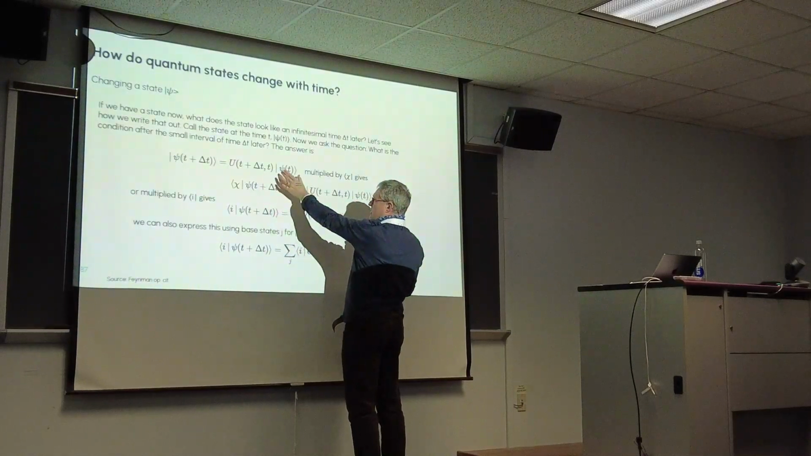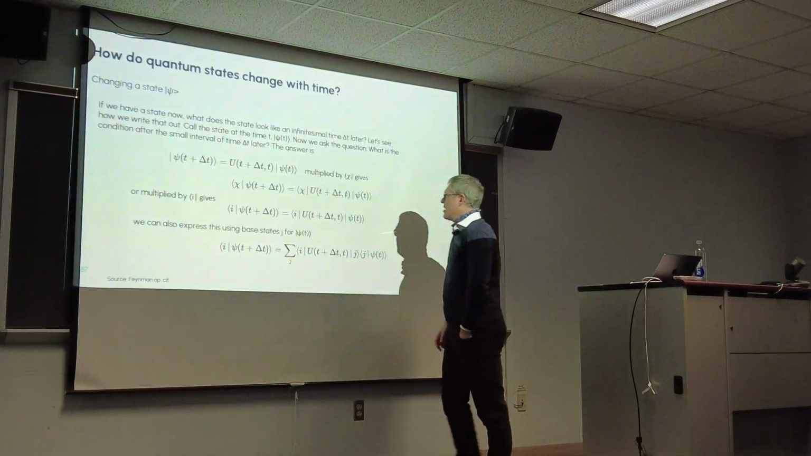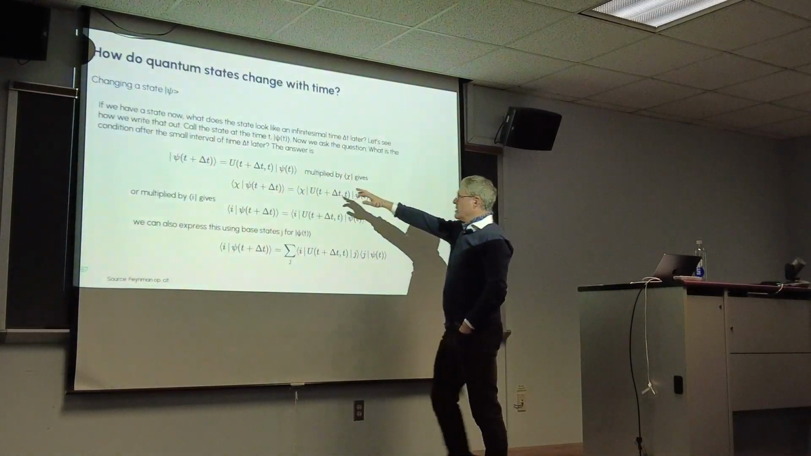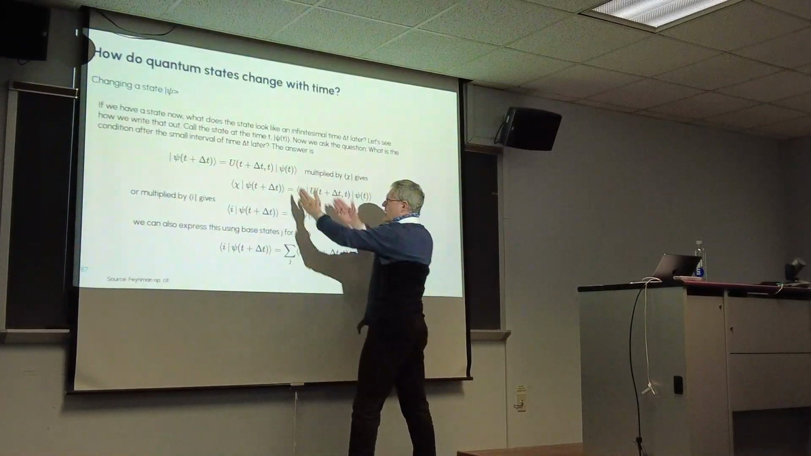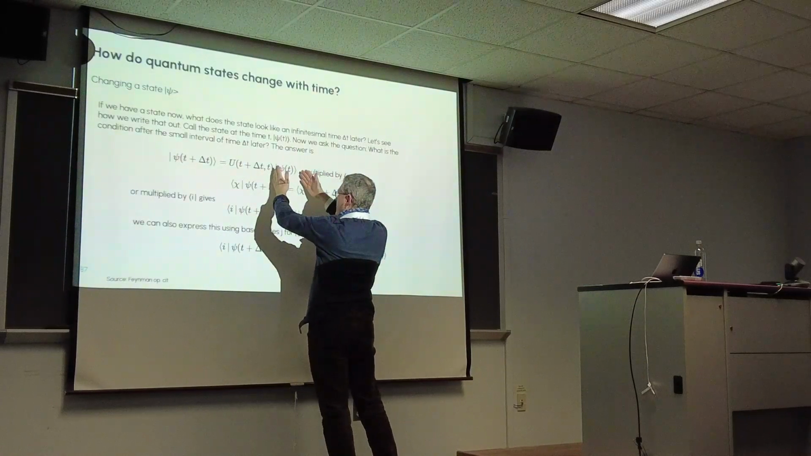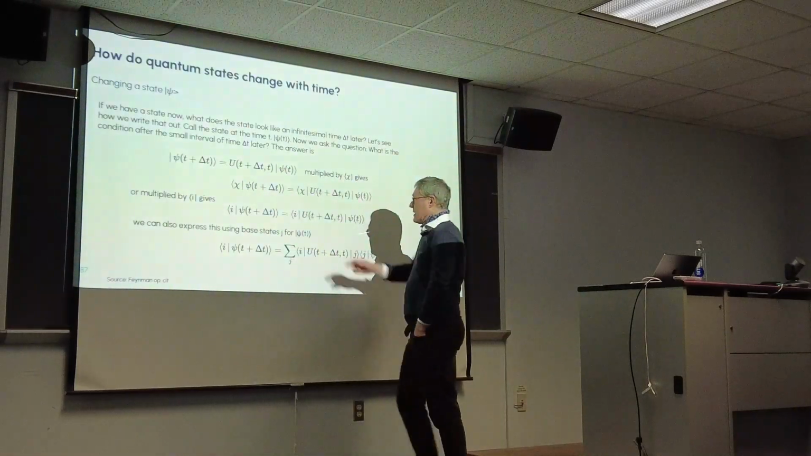And that works like this. I take the ket psi of t and multiply it by this function that models the passage of time. So this is basically a ket with an operator in front of it, and this operator in front of the ket will change the time t to t plus delta t.